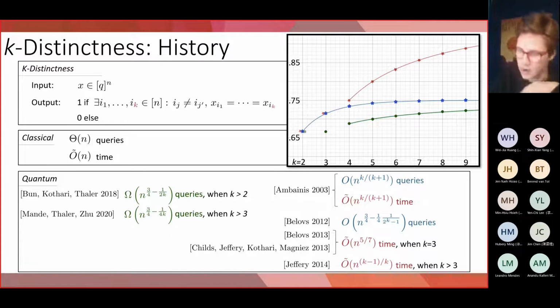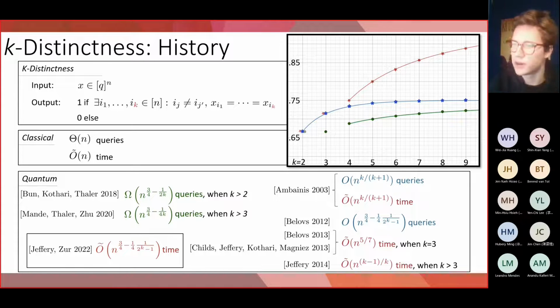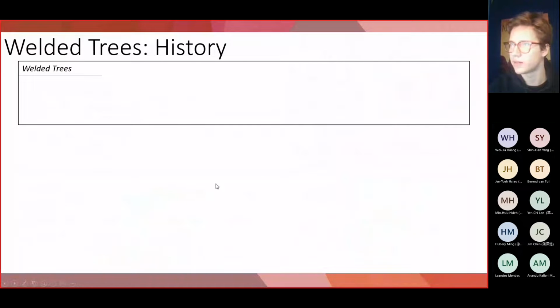And in our work, we actually managed to match Belovs' query upper bound with time. So in this picture, we managed to push down this red line to make it match the blue line. Note that it's still an open question whether this is optimal, right? Because the lower bound isn't matching. So the question is, can we improve on our algorithm, or can we improve on our lower bound methods? This is one of the main applications of our framework. The other one is welded trees.